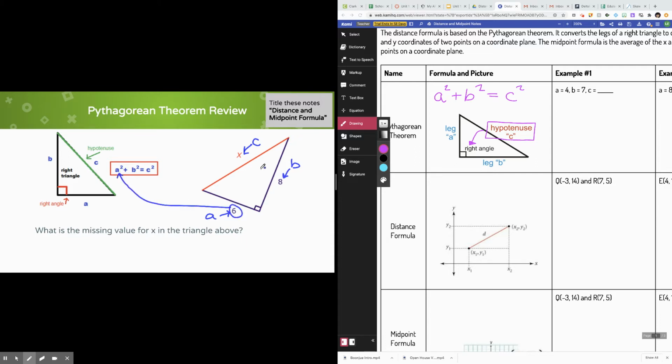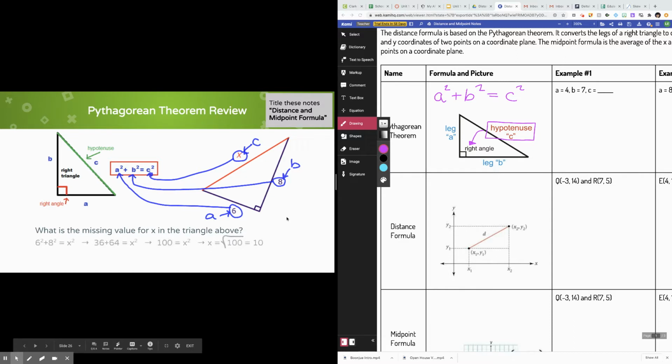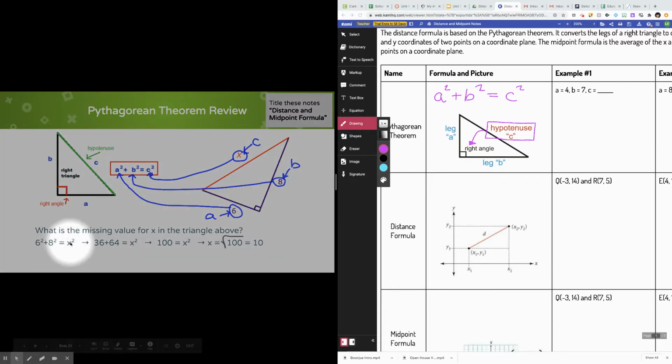What we're going to do is plug these values into the Pythagorean theorem. Wherever you see an A, plug in a 6. Wherever you see a B, plug in 8. And wherever you see a C, plug in x. That's exactly what I did here when I worked this out. So 6 squared plus 8 squared equals x squared. Remember, 6 squared is not 6 times 2, it's 6 times 6. So you have 36 plus 8 squared, which is 64, equals x squared. Then I combine my like terms, so I get 100.